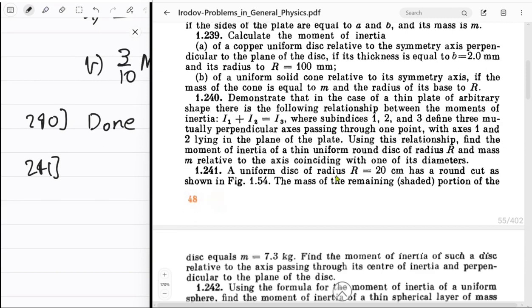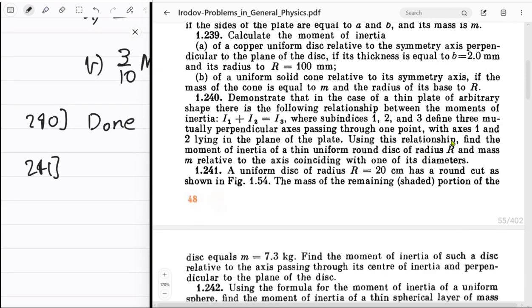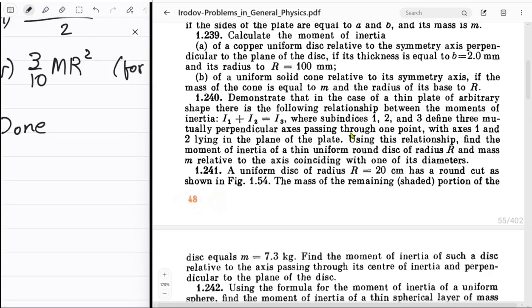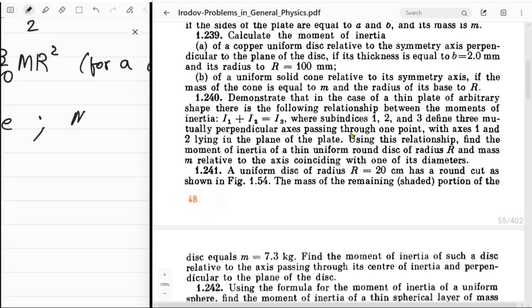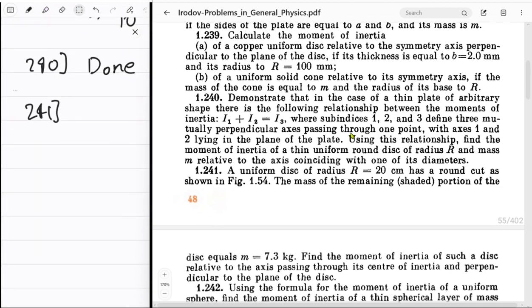Okay. Next. Using this relationship, find the moment of inertia of a thin uniform round disk of radius r and mass m related to the axis coinciding with one of its diameters. Oh, come on, seriously. So done. It's just m r squared upon 4, because about I3 it's m r squared upon 2, and then by symmetry I1, I2 are the same, m r squared upon 4. Right, 241.